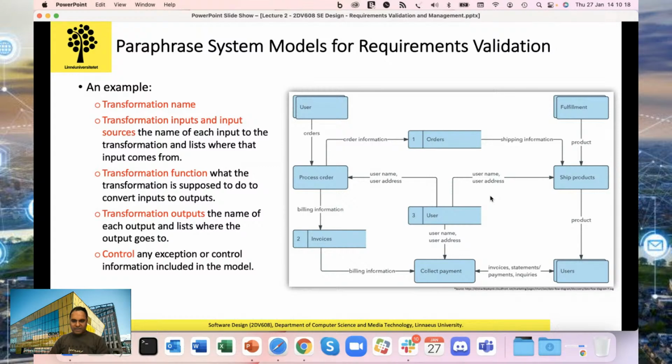For example, one exception could be the payment failed due to incorrect credit card information. So this collect payment might have some exceptions defined as part of this transformation. So you should mention all those in your paraphrasing.